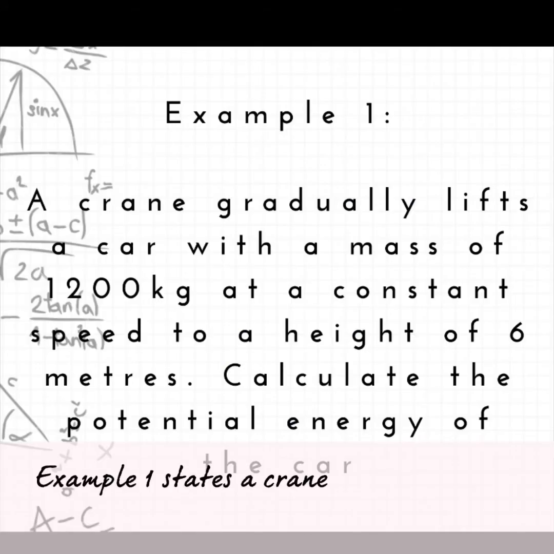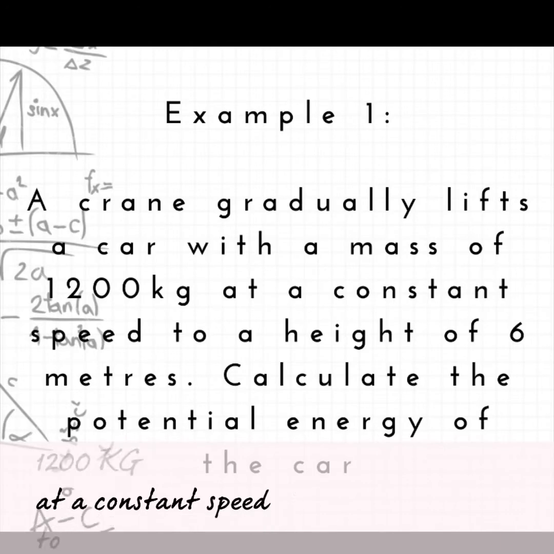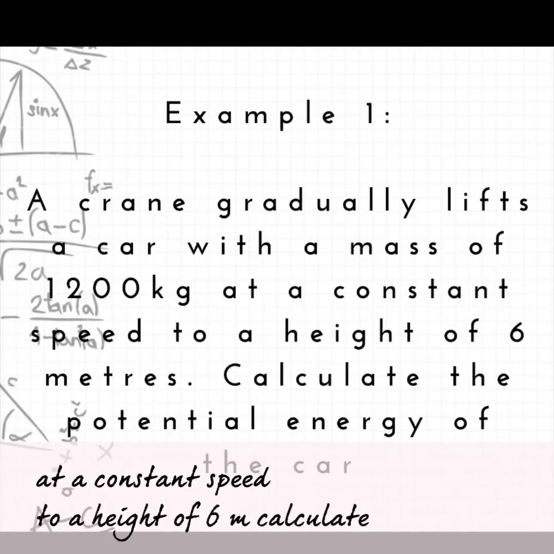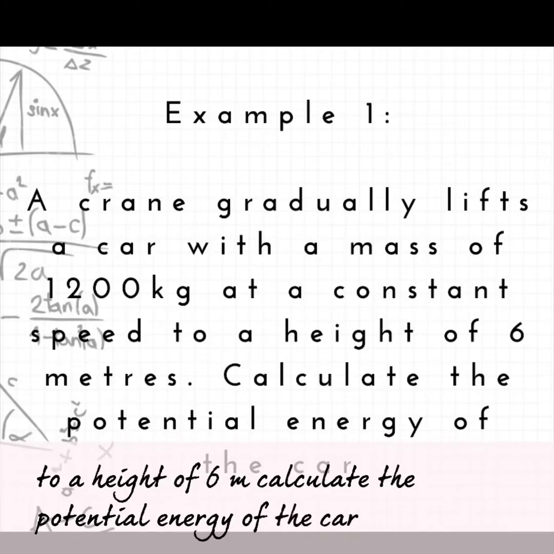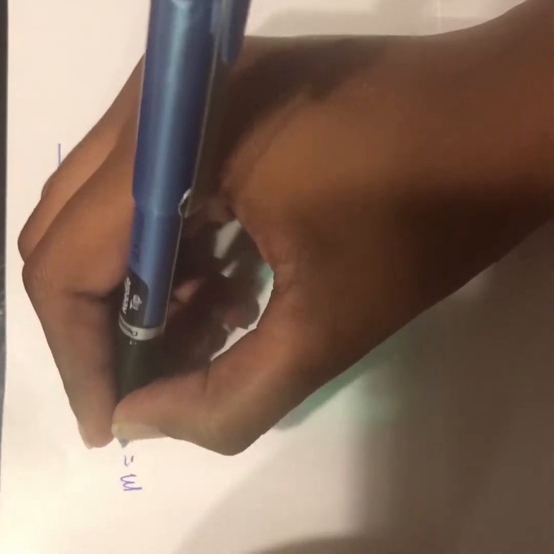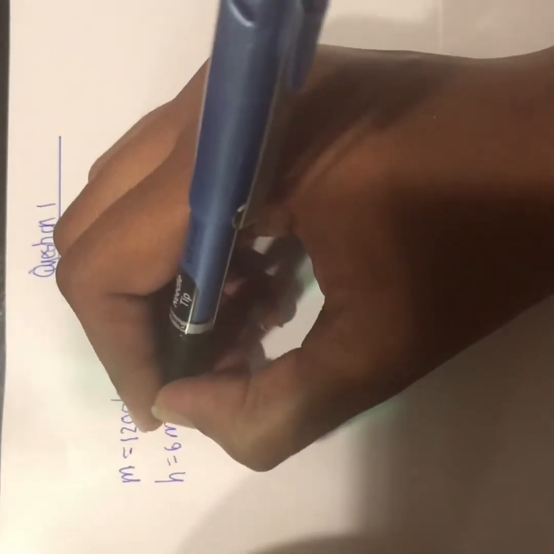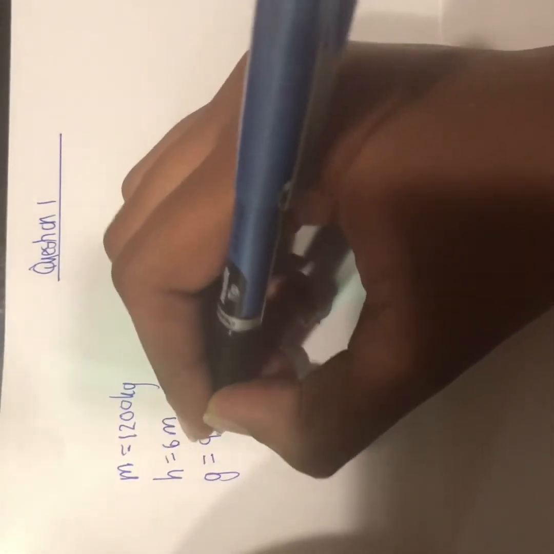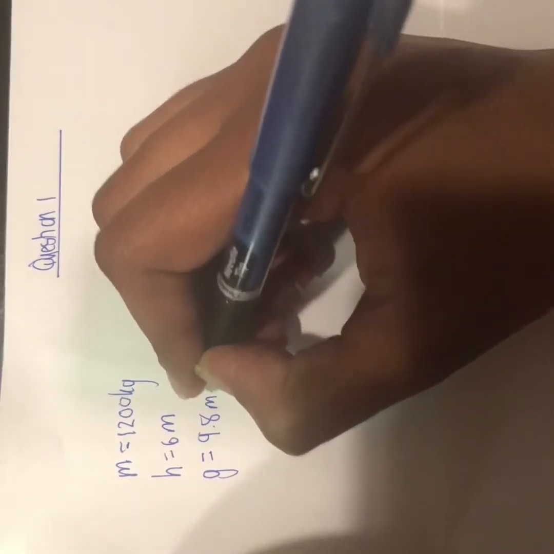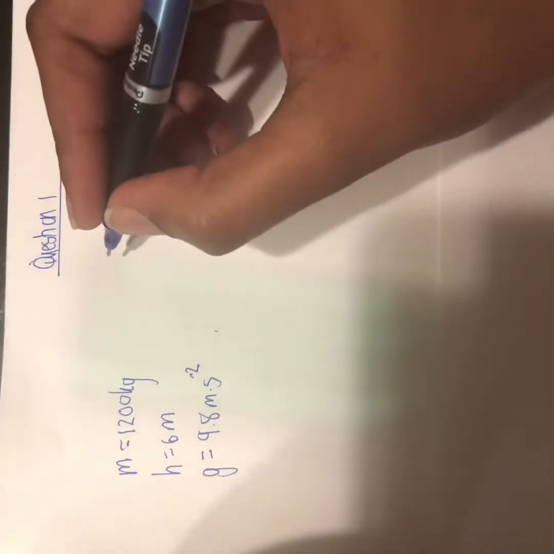Example 1 states, a crane gradually lifts a car with a mass of 1,200 kg at a constant speed to a height of 6 meters. Calculate the potential energy of the car. To begin with the question, we are going to write down the information that is given, which is the mass is equal to 1,200 kg, and the height is 6 meters, and g is equal to 9.8 meters per second squared. All right, and they asked us to calculate the potential energy.